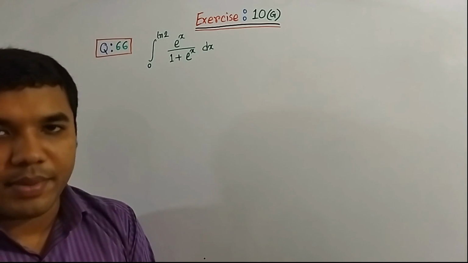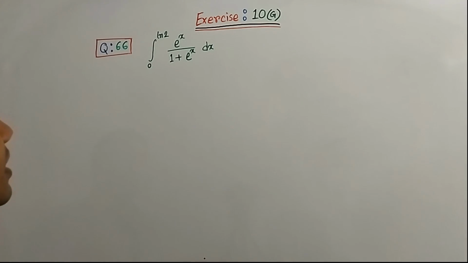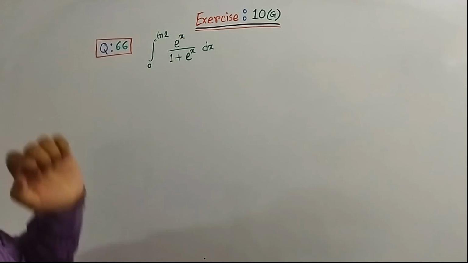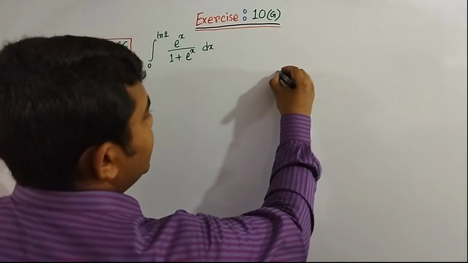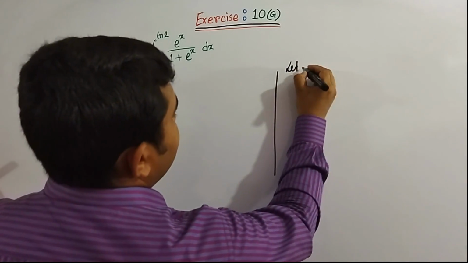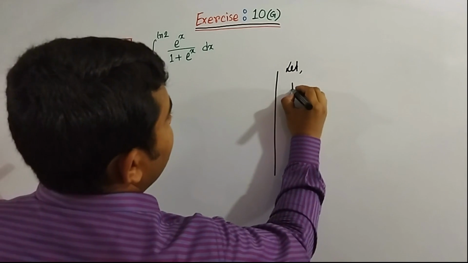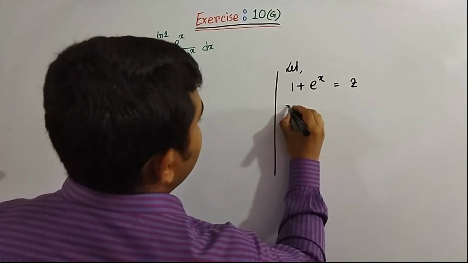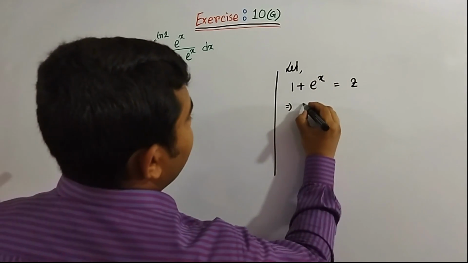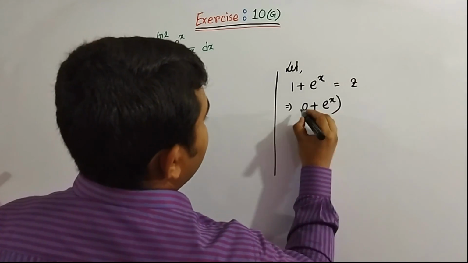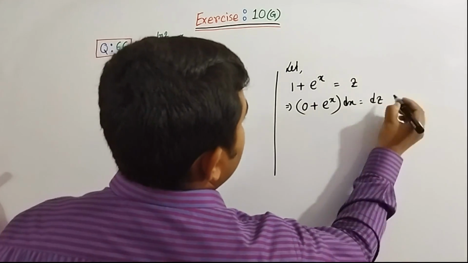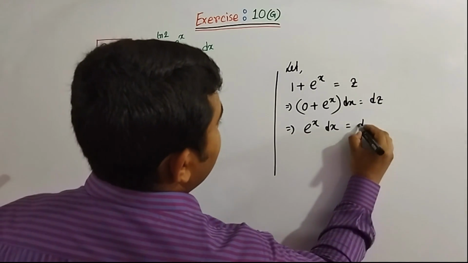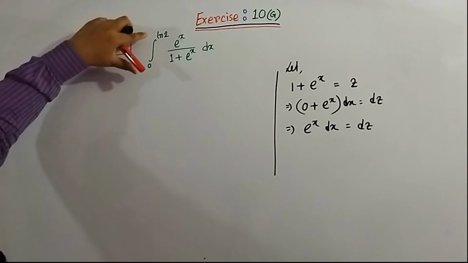And to solve these types of problems we first have to do the letting part, because if we differentiate the denominator, then we get the numerator. That's why our first step is the assumption part. So let us assume that our denominator 1 plus e to the power x is z, and if we take the derivative, then we get e to the power x dx equals dz.